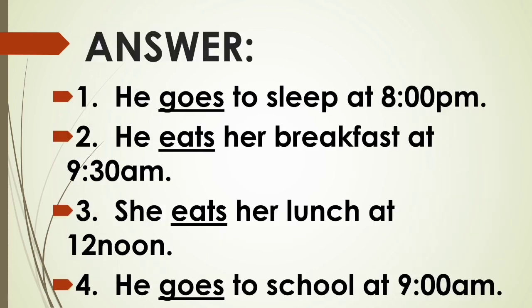Okay, now look at your answers if they are all correct. Number 1, he goes to sleep at 8 p.m. The time is 8 p.m. Remember, we use goes if we use the third person. Number 2, he eats his breakfast at 9:30 a.m. What time does he eat his breakfast? 9:30. And we use the third person, and the verb here is eat. We add s. Number 3, she eats her lunch at 12 noon. Number 4, he goes to school at 9 a.m. Did you get the correct answer? Okay, very good. Everybody clap your hands.